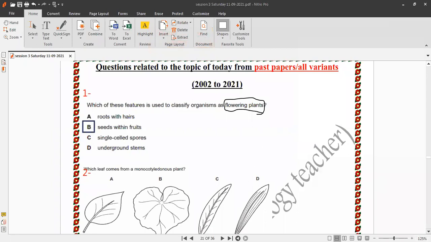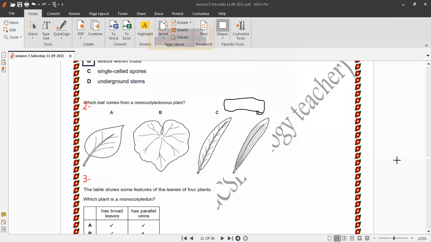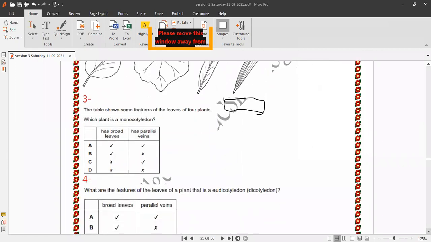Number two, Rudain. Which leaf comes from a monocotyledon plant? D. Why D? Because it has parallel veins. Yes, excellent. Parallel veins and a narrow leaf. Excellent.